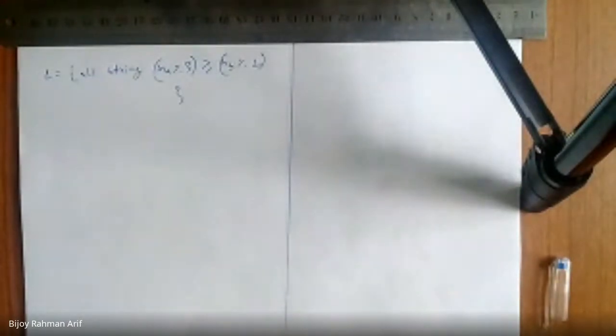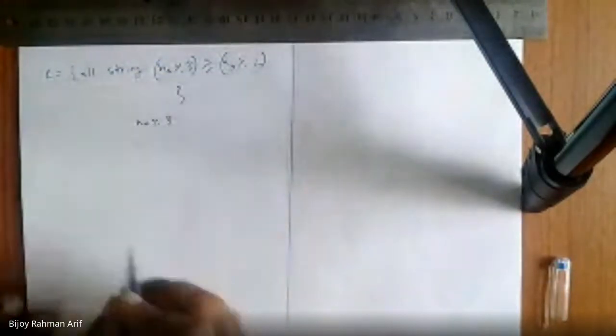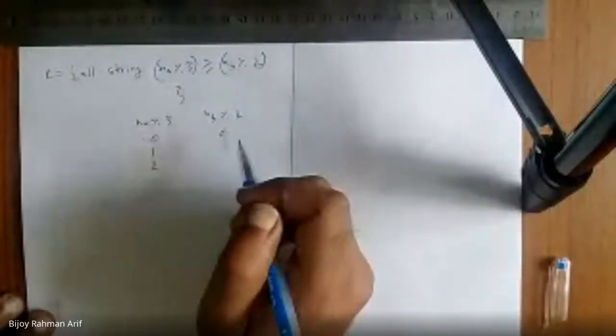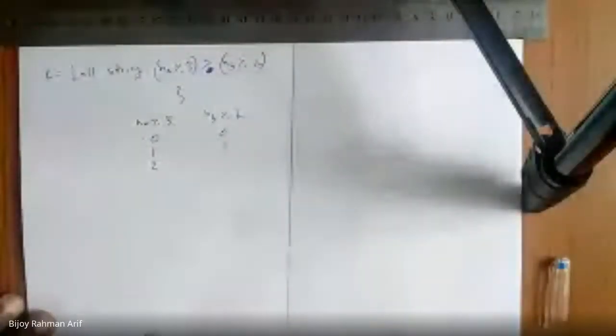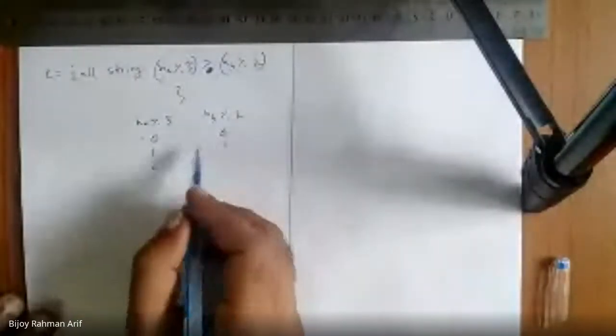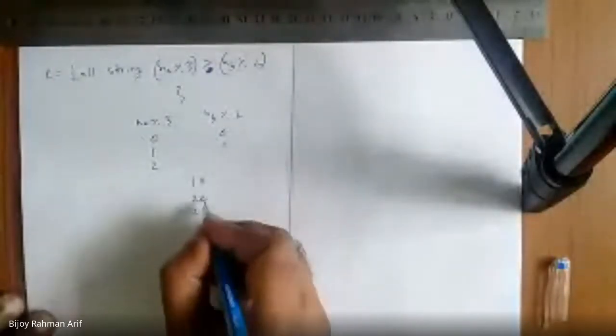So what would be the final states? What are the values for this? Number of A mod 3 is 0, 1, 2. Number of B mod 2 is 0, 1. This one is greater than this one. So just forget about equal. So 0, 0 they are equal, so we cannot take it. 0, 1 we cannot take it. 1, 0 we can take it. Then 1, 1 I cannot take it. 2, 0 and 2, 1. So these are the final states.